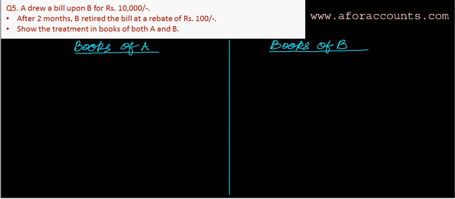A drew a bill upon B for rupees 10,000. A is the drawer, B is the drawee. For A it will be bills receivable. So let's pass the first entry in the books of A.